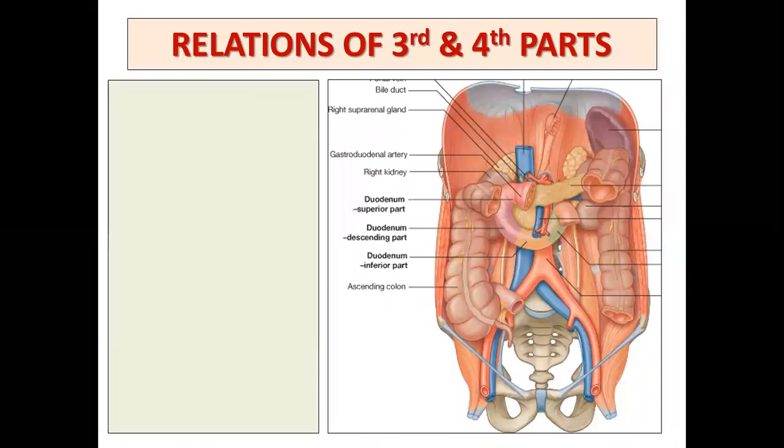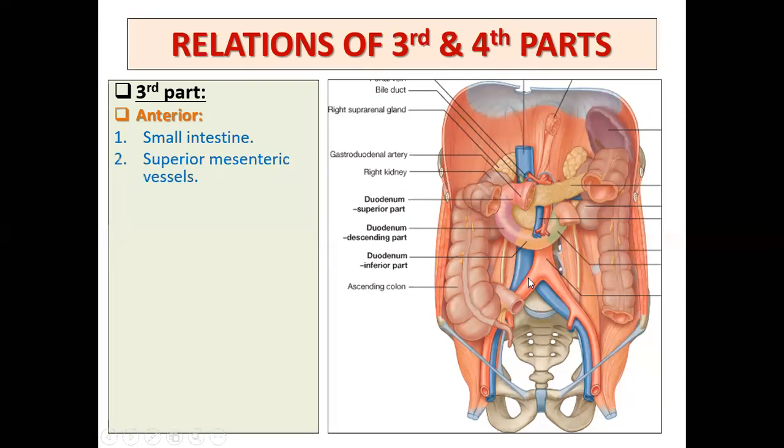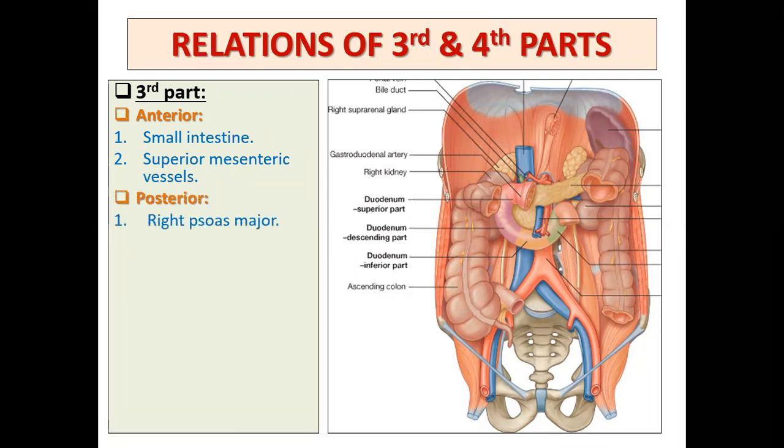Now coming to the third part. The third part is the horizontal part, this one. Anteriorly, as we know, the large coils of the small intestine will be present in the front, and the superior mesenteric vessels. If you see here, this is the superior mesenteric artery, this is the superior mesenteric vein. Both these vessels, which will be supplying the midgut, will be going anterior to the third part of duodenum. They are coming from behind the pancreas and go in front of the duodenum, because the duodenum is totally attached to the posterior abdominal wall.